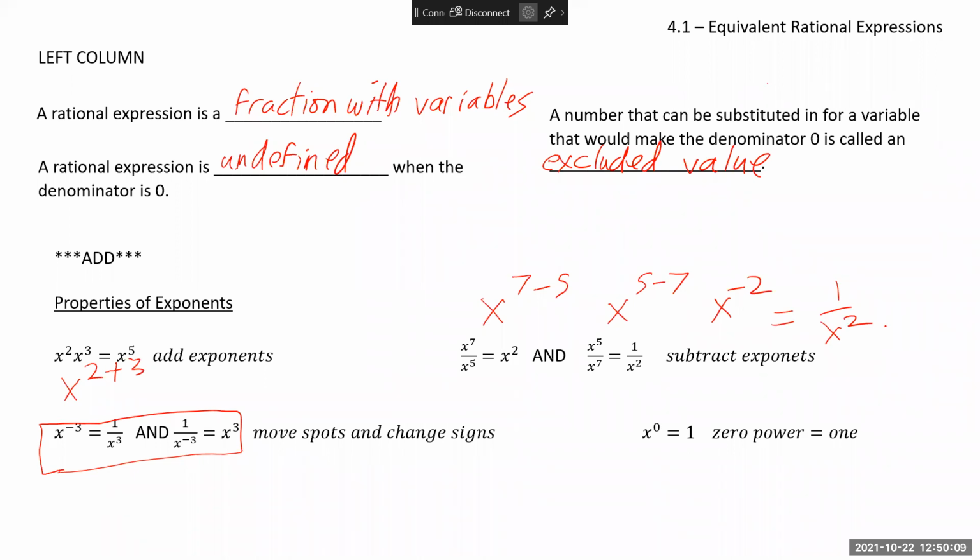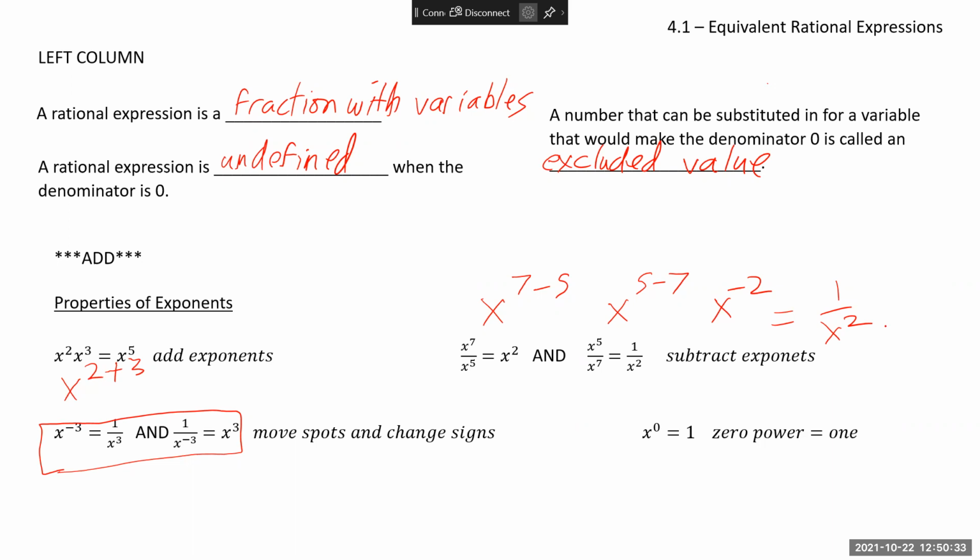X to the 0. This we've mentioned a couple times before. Anything to the 0 power is 1. Doesn't matter what it is. X to the 0, 10 to the 0, a million to the 0 power. Anything to the 0 power is 1. Are we good there with those exponent rules?